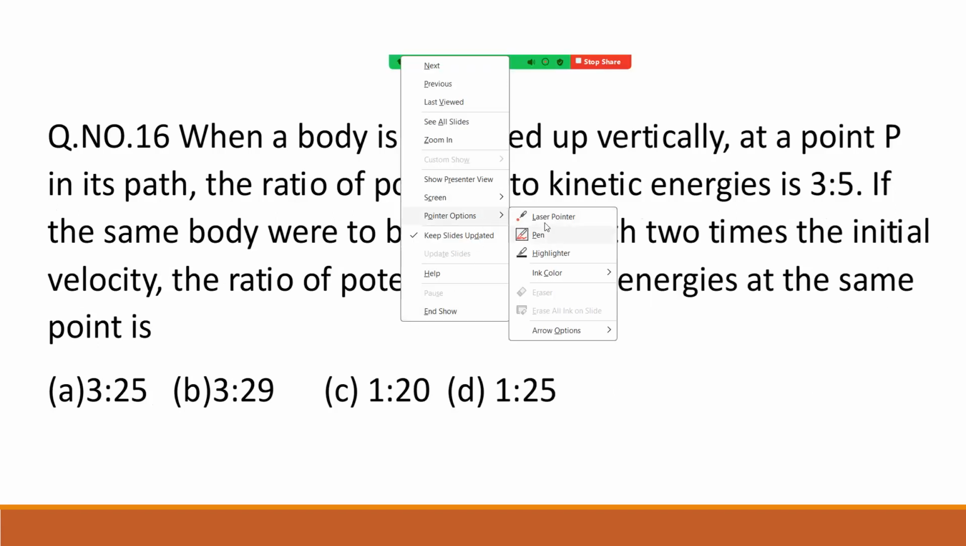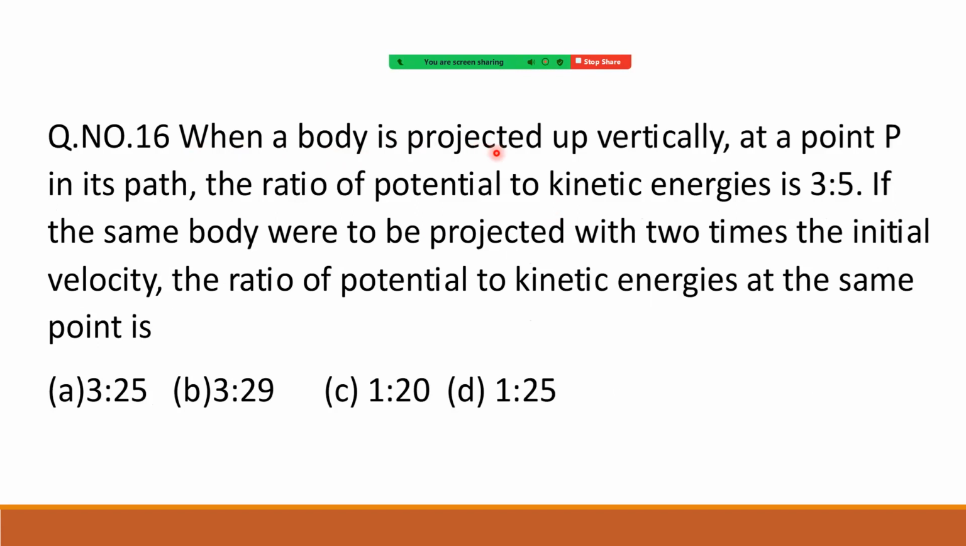First see the question, what is given. When a body is projected vertically up, at a point P in its path, the ratio of potential to kinetic energies is 3 is to 5. If the same body were to be projected with 2 times the initial velocity, the ratio of potential to kinetic energies at the same point is? See how to use conservation of mechanical energy here also.